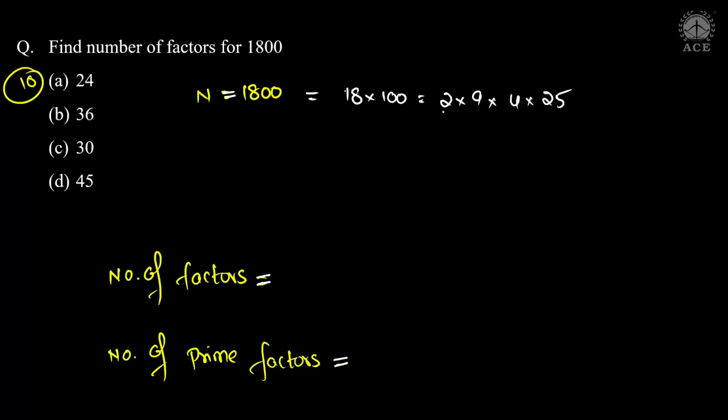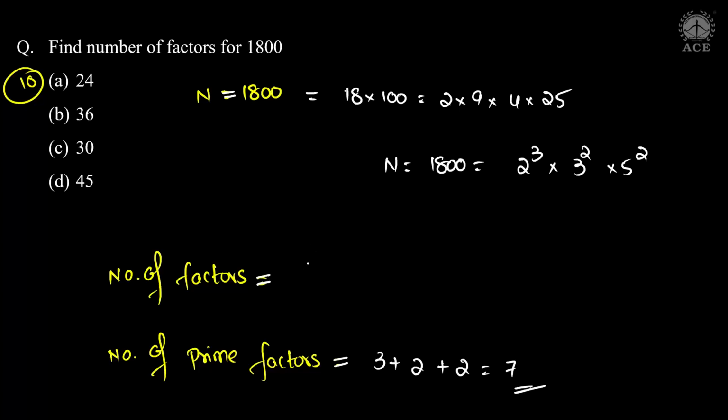Fine. Now here 2 into 4 is 8, 2 cube. I can write this number now as 2 cube, 3 square and 5 square, my dear friends. If you want to calculate the number of prime factors, just add the powers: the prime number 2 occurred 3 times, the prime number 3 occurred 2 times, the prime number 5 occurred 2 times, so total 7. Whereas the number of factors is to add 1 to each power and then multiply, which is nothing but 4 into 3 into 3, which is 36.